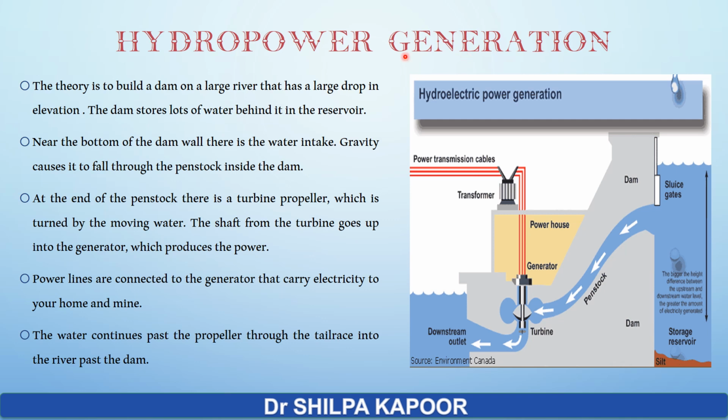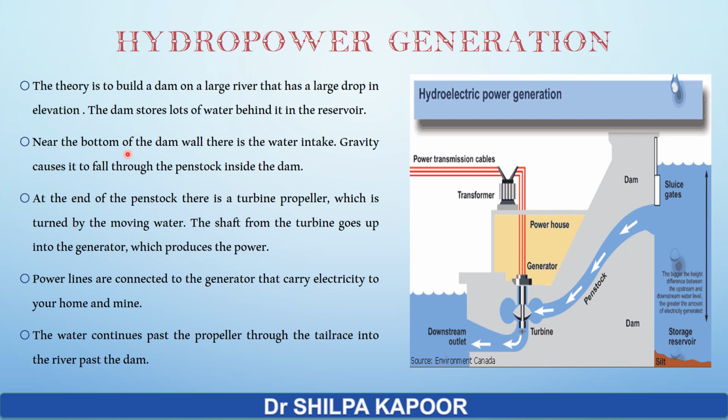Hydropower generation. The theory is to build a dam on a large river that has a large drop in elevation. The dam stores a lot of water behind it in the reservoir. This is the storage reservoir in which a large amount of water is stored. This is the sluice gate from which the water enters the penstock. This is the turbine, generator, and these are the power lines which are connected to a transformer, and the power transmission cables are these. This is the downstream outlet.